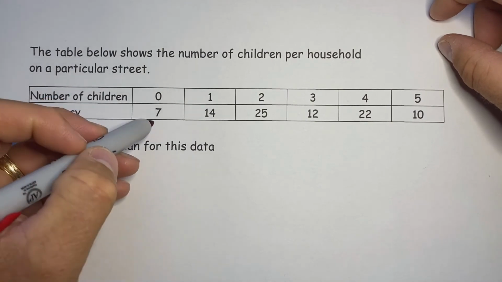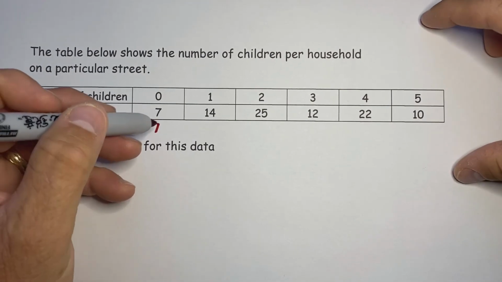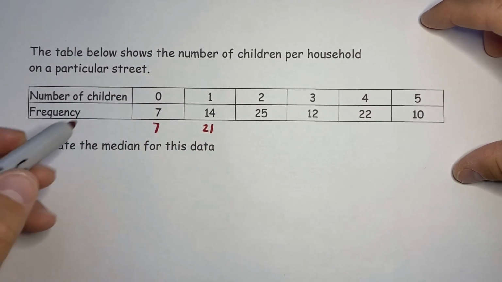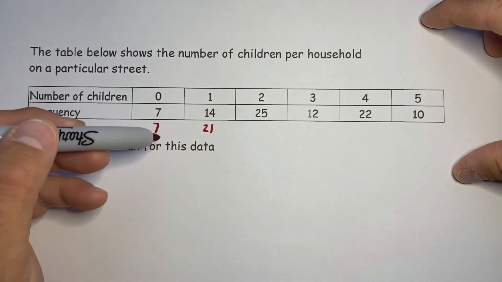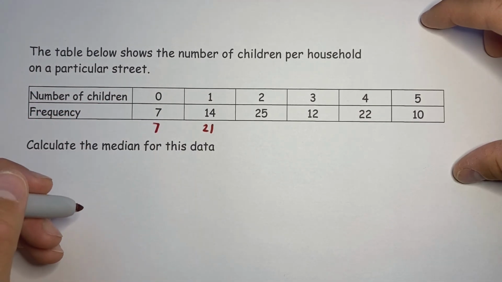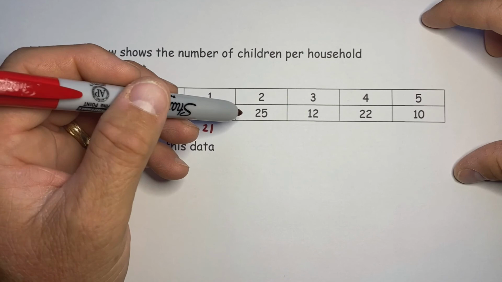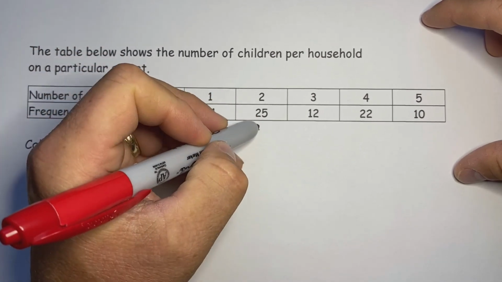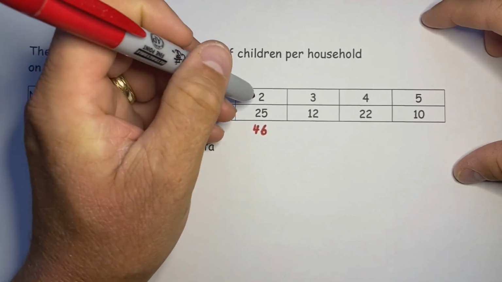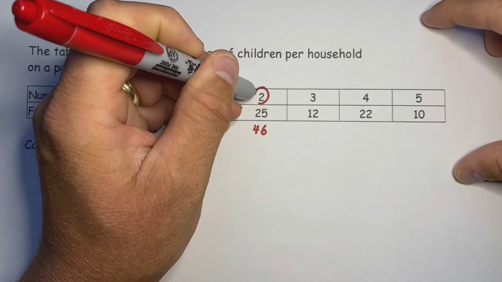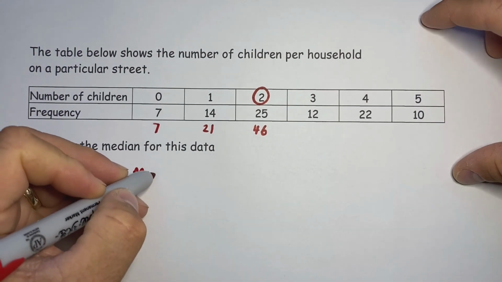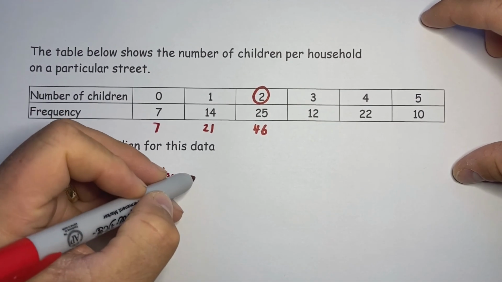So we've got 7 numbers there. The next 14 numbers makes that then a total of 21 numbers. So the median is not here, it's not here, so we've got to get up to the 45th and 46th number. If I add 25 numbers onto that, I'm now at the 46th position. So I can see that the 45th and 46th number both contain the number 2, two children in the household. So the median for this data is 2.